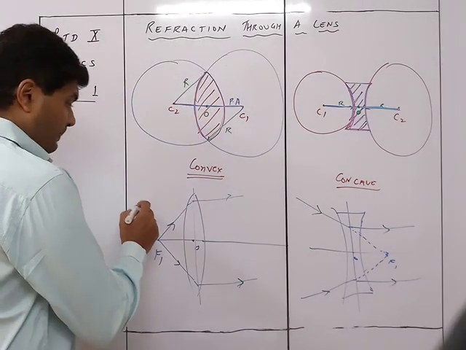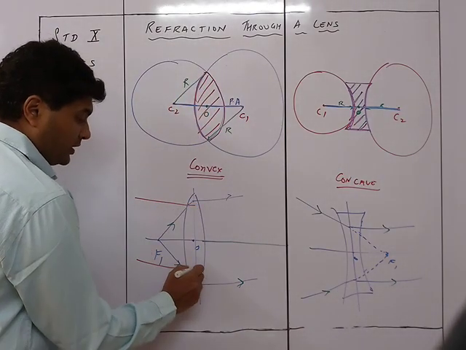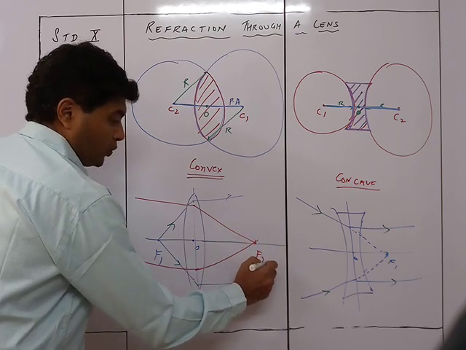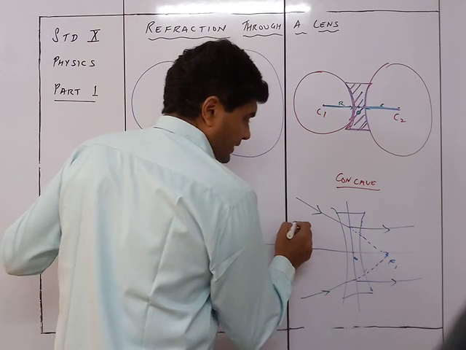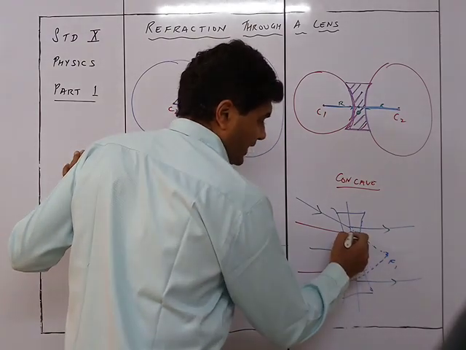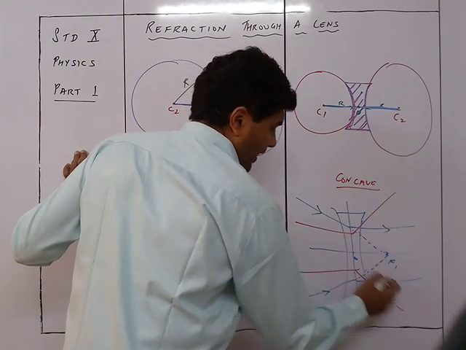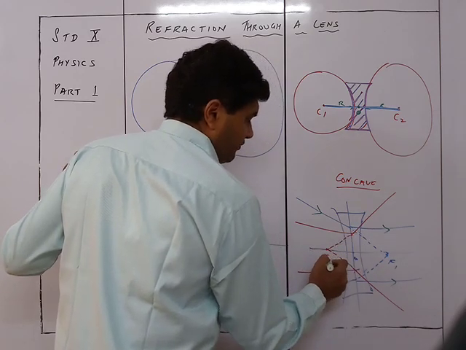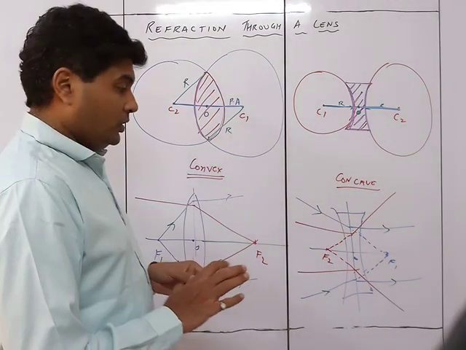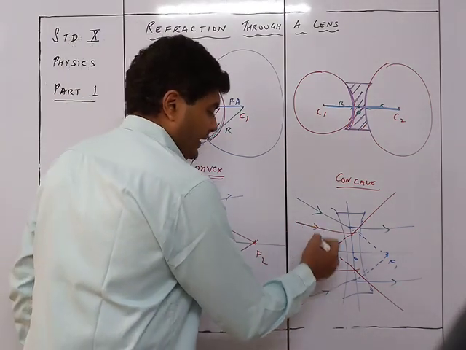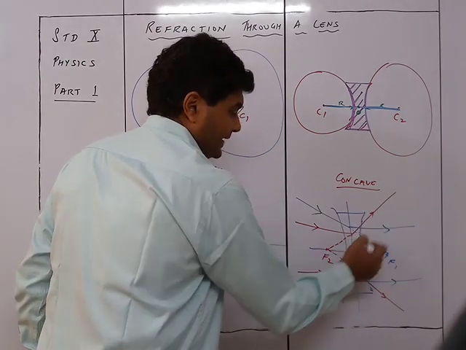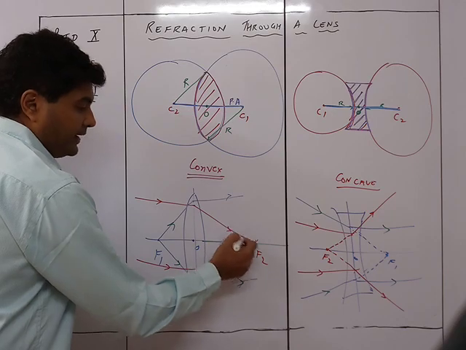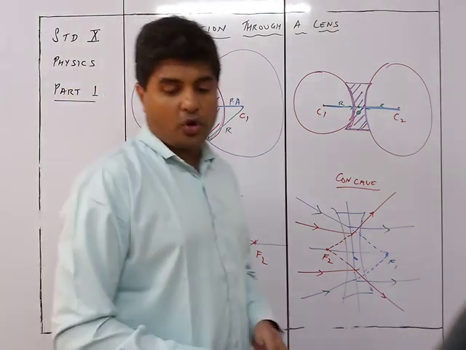If there are two parallel lines coming here and they are intersecting at a point over here, then this is your F2. Similarly, if there are two parallel lines here and they are going to diverge like this and fail to meet at this particular point, then this is your F2. So parallel initially and diverging, meeting at a point, is F2. Parallel initially, converging and meeting at a point is F2 of a convex lens.